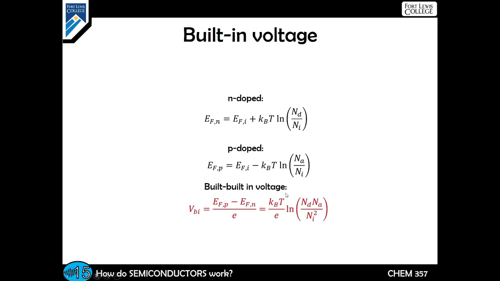the voltage that you get at that interface, here are the equations I showed you earlier for calculating the Fermi energies of the n and p-doped semiconductors based on the dopant concentrations. The voltage bias is just the difference in the Fermi energies divided by the elementary charge. So you can combine these equations to get this equation if you just want to calculate that voltage directly.